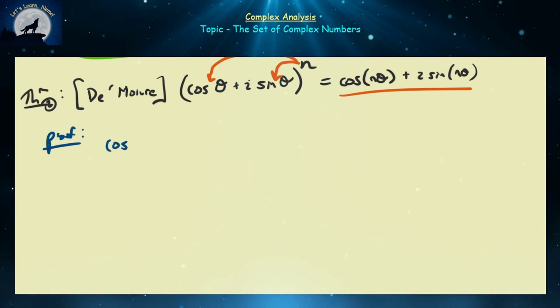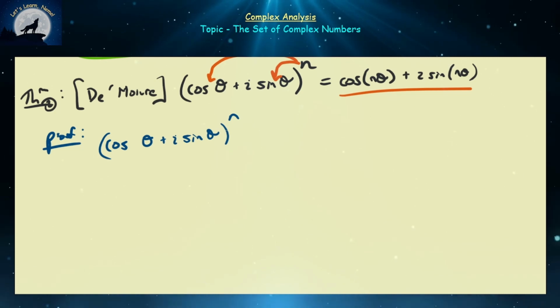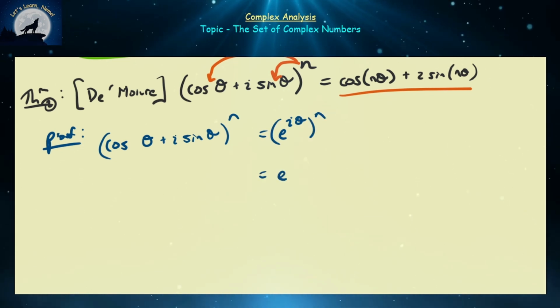So what do we know? So (cos θ + i sin θ)^n is going to be equal to what? Let's look at the polar representation of cos θ + i sin θ, and that's just going to be equal to (e^(iθ))^n, and by powers of exponents, that's just going to be equal to e^(inθ).